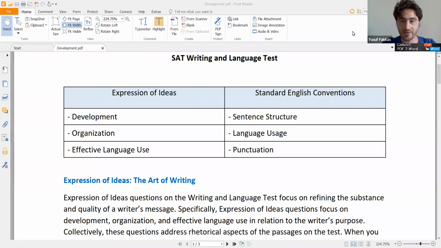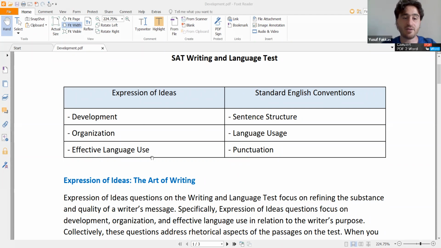Okay, so here is the thing. Last time we finished the standard English conventions, and these are the 4 areas of sentence structure, grammar, punctuation, and usage. Today, we are going to start with the other category of questions in the writing test, which is more about the content itself, which is about the ideas. And that's why it's called expression of ideas.